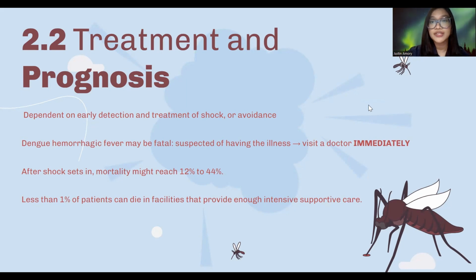After shock sets in, the mortality rate might reach 12% to 44%. However, less than 1% of patients die in facilities that provide enough intensive supportive care. There's no antiviral medication, and intravenous fluids are given as a conventional therapy to increase the plasma volume. After receiving timely and sufficient fluid and electrolyte supportive care, most patients can recover.